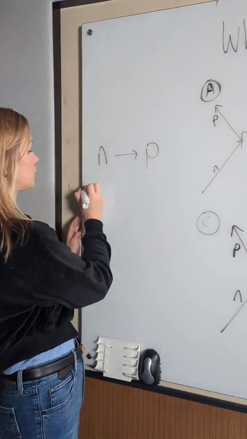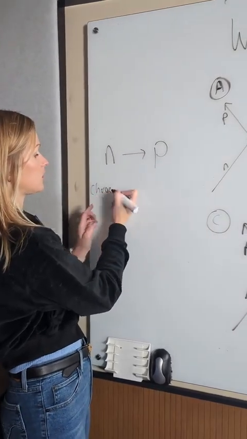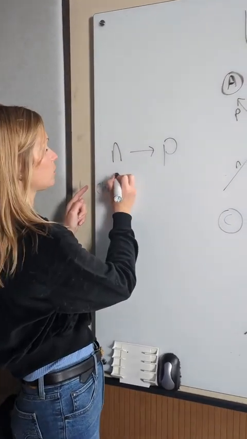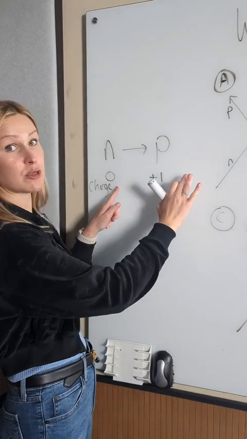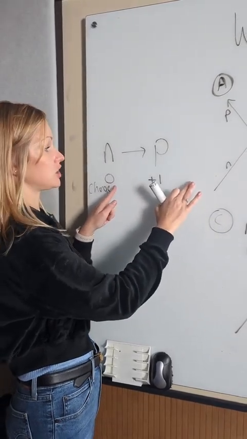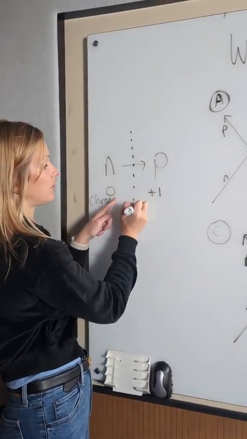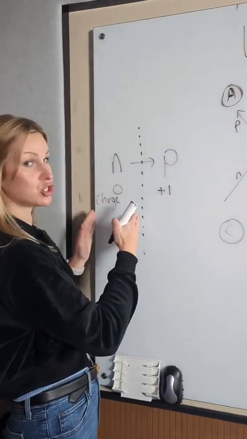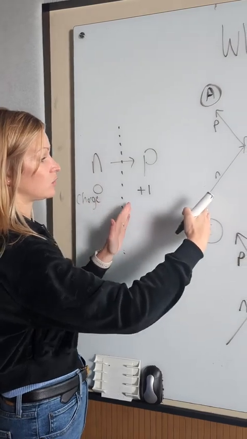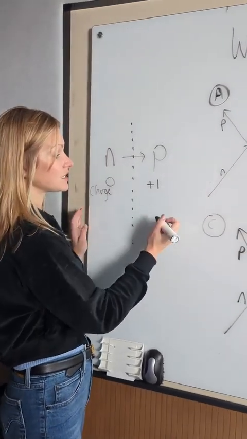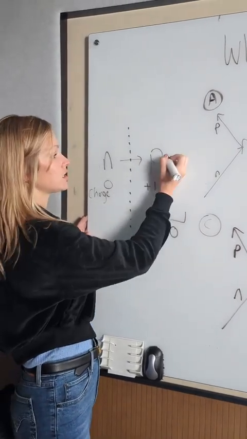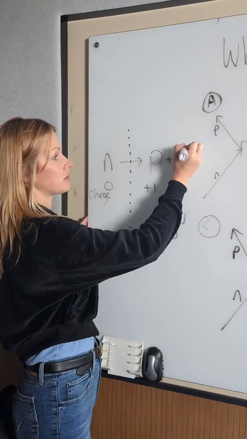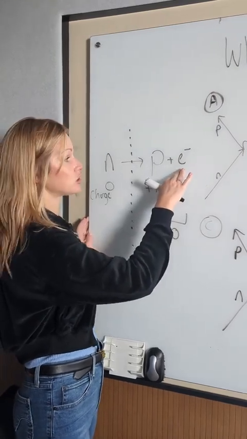So the first thing I want to do is look at the charges. I know the charge of a neutron is 0 and the charge of a proton is +1. And I know the charges have to be balanced on both sides of the equation. So I separate my equation, and if I have 0 charge on this side, I need to have 0 charge on this side. In order to get 0 on this side, clearly I need something negative. So that's why I'm going to add an electron, because I know electrons are negatively charged.